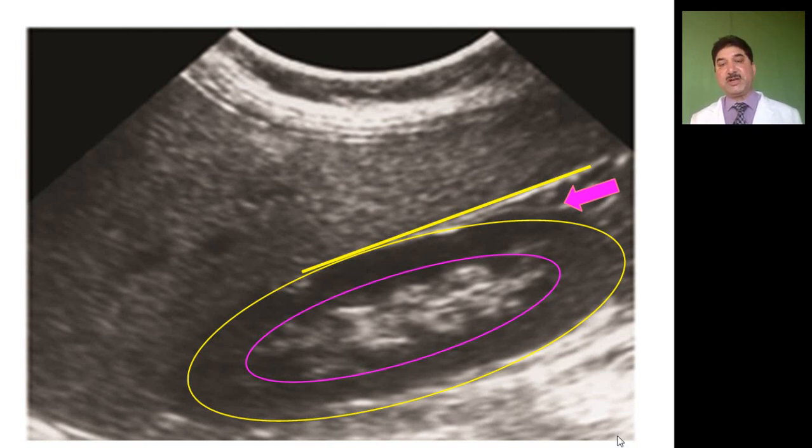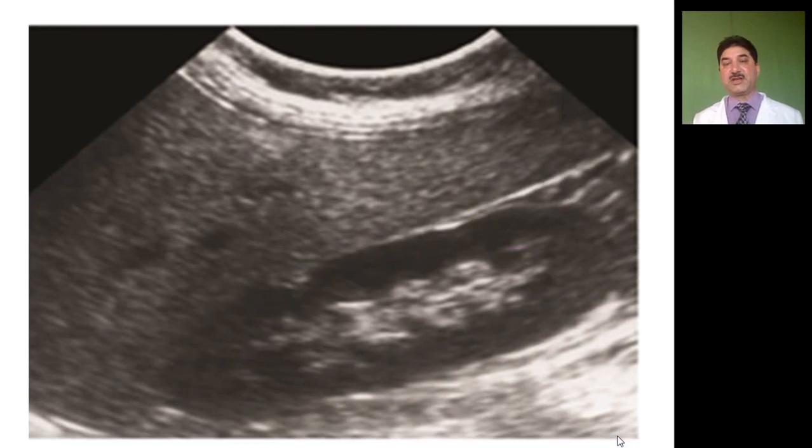Cortex contains glomeruli, or it is the secretory part of the kidney. Medulla contains the collecting system of the kidney. Medulla appears hyperechogenic in normal sections.